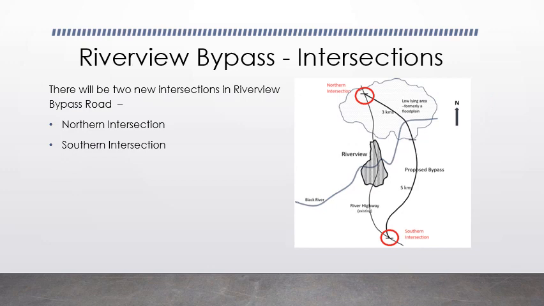After the northern and southern section, now we'll discuss the intersections. So there will be two new intersections in Riverview Bypass Road. One is the northern intersection, the other one is the southern intersection.